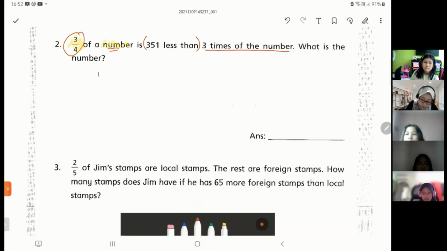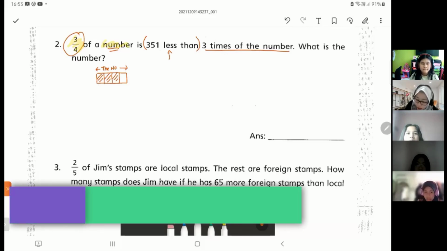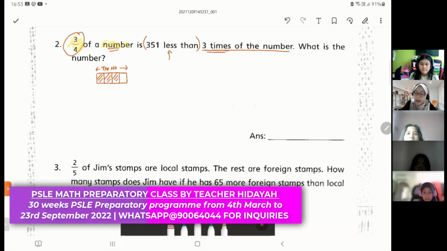So I can draw my 4 parts first. I cut it up, make it equal. It's not equal, redo. Okay, so I cut it into 4 parts like this. 3 out of 4. 1, 2, 3. So this is the number. NO. is short form for the number. So 3 out of 4 parts is 351 less than. We don't do this one first because I want to compare with 3 times the number.